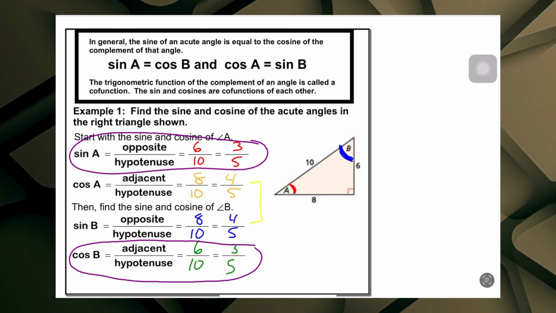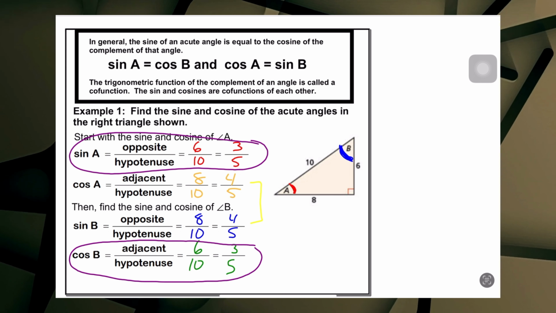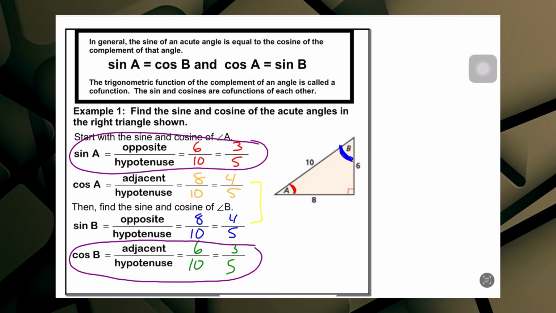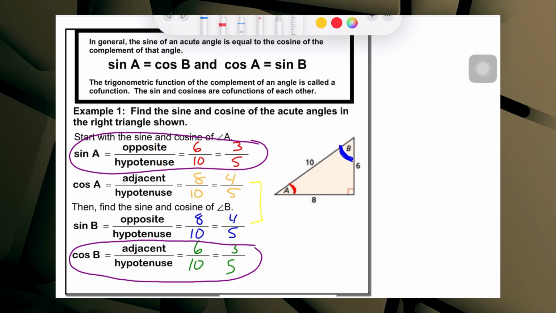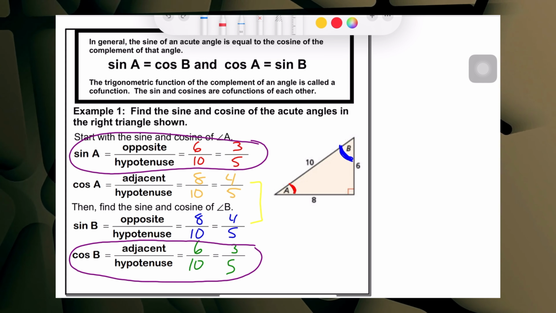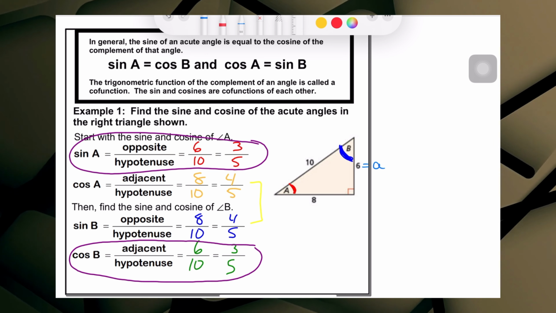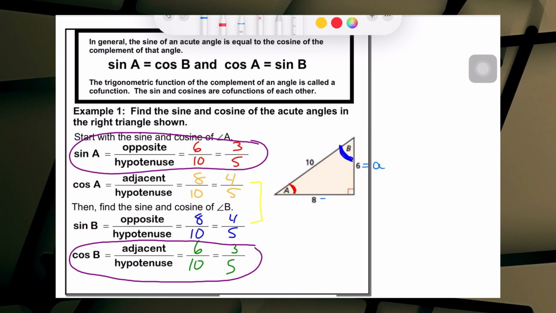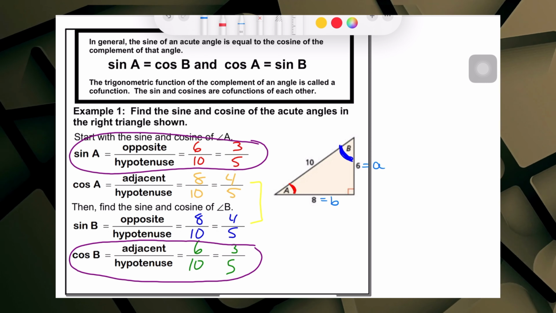Let's talk about the relationship between the sine and cosine functions. In general, the sine of an acute angle is equal to the cosine of the complement of that angle. Given the right triangle with hypotenuse 10 and a leg with lowercase a equal to 6 and the other leg with lowercase b equal to 8, let's find the sine of angle A.